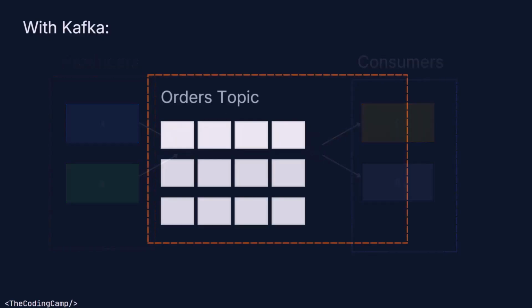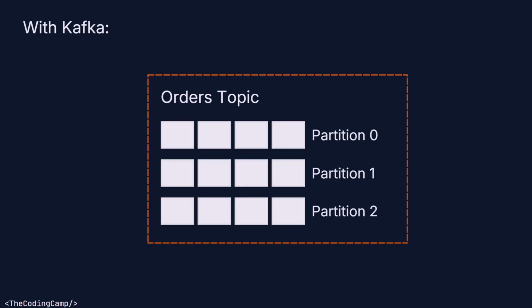Kafka organizes the messages into categories called topics. Think of a topic like a database table for events. And topics are split into partitions. The reason for that is to introduce parallelism, make it easier to scale, and increase the throughput.